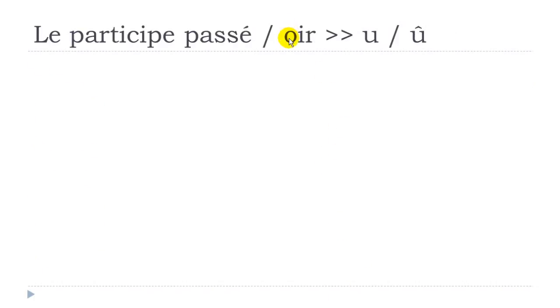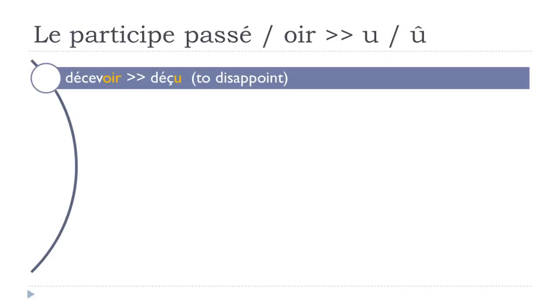Another group, verbs ending with O-I-R, which will become U, or U accent circonflexe. Even if you put this accent circonflexe, you don't pronounce it, it doesn't change the sound of the letter U, so it's the same phonetically, U and then U, okay? A few examples. Décevoir, déçu.